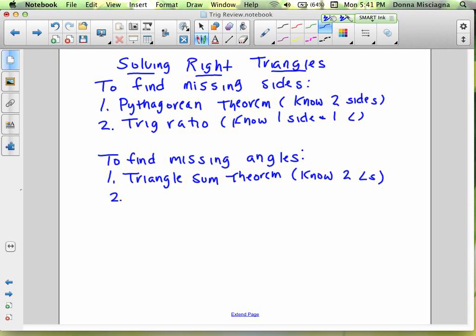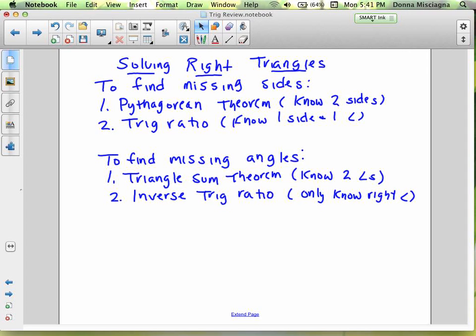And then we learned a second technique, which was inverse trig ratios, where we're going the other way with our trig ratio. We know the ratio, we have the two sides, now we're looking for the angle. So here, we're going to use an inverse trig ratio if we only know the right angle. We have to know the right angle, otherwise we wouldn't know we could use trig ratios or inverse trig ratios. So these are our four techniques that we're going to use, and which technique depends on what we know and what we still need to find in the right triangle.